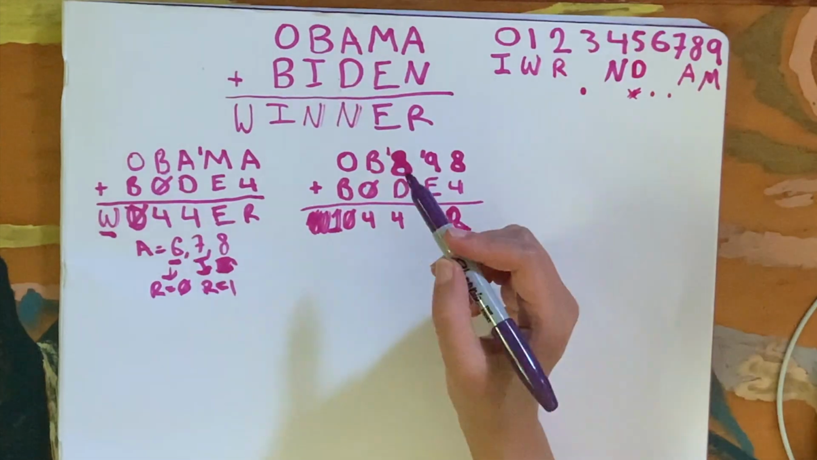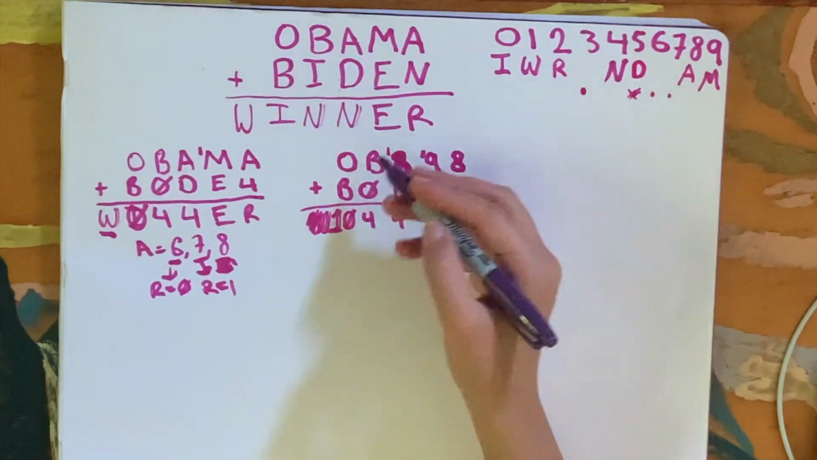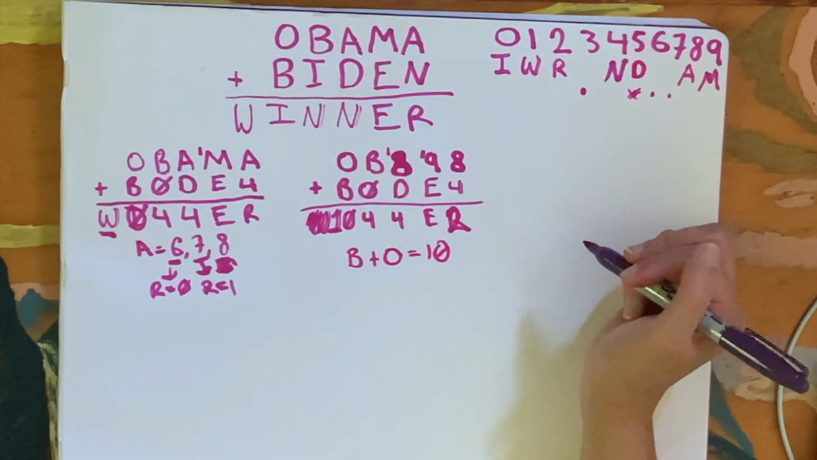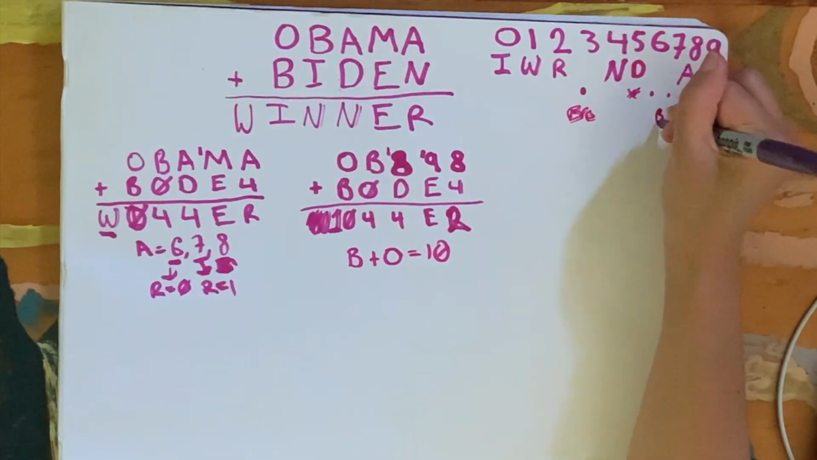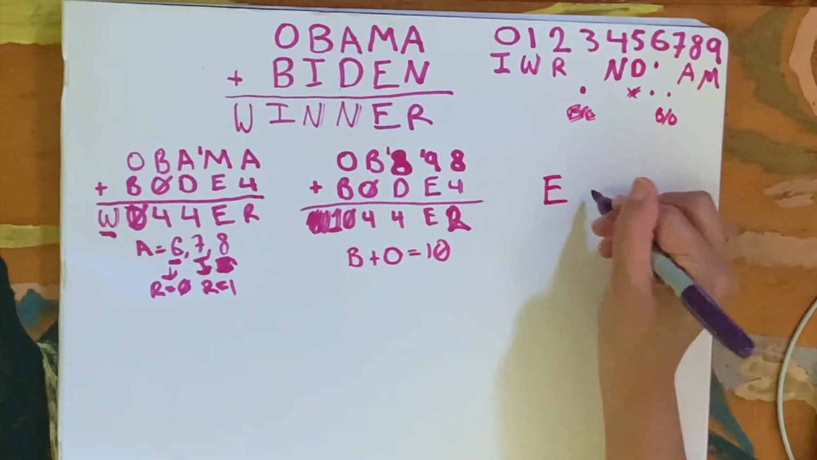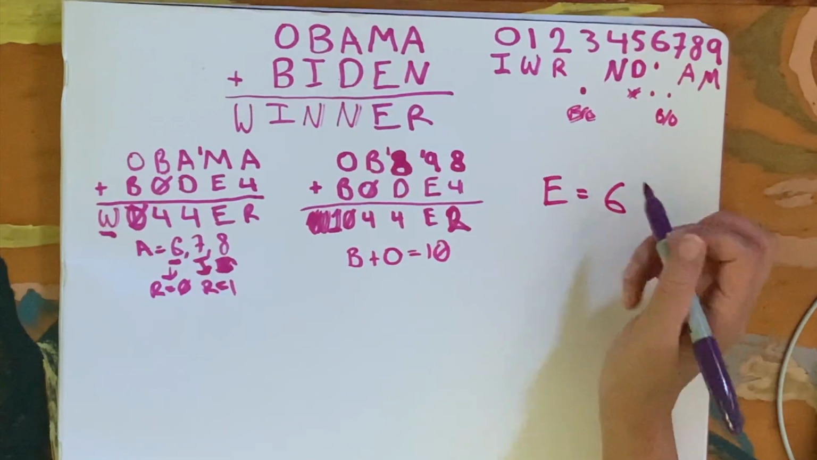Options, but let's look at this leftmost column. B plus O must equal 10. There's only one set of options remaining that can equal 10. Regardless of which one is which, this gives us only one option for E.